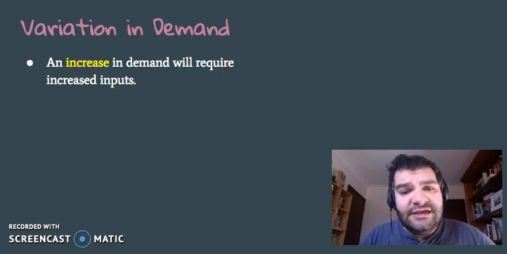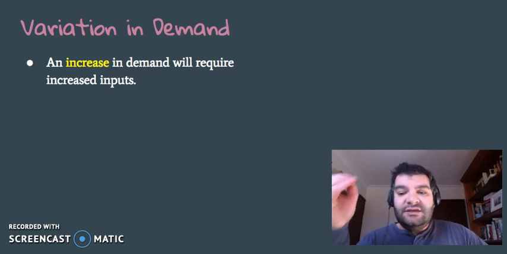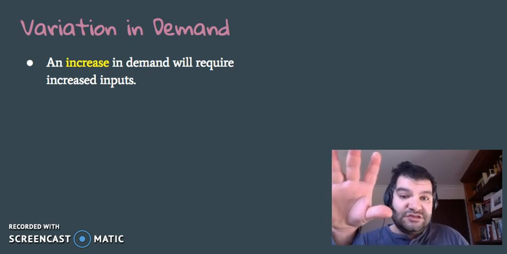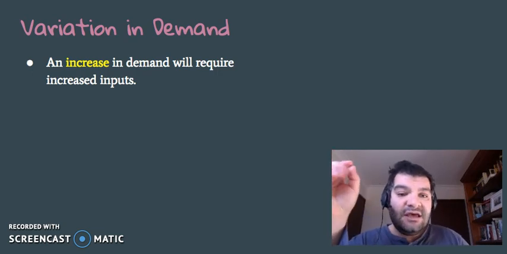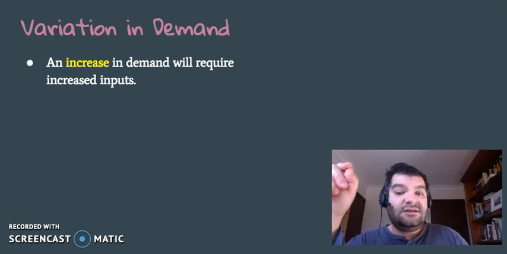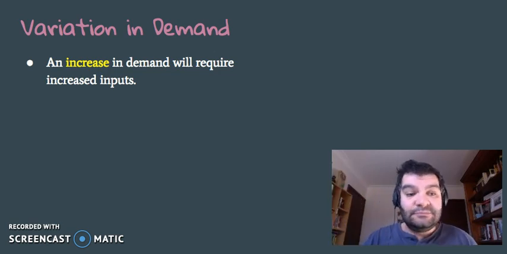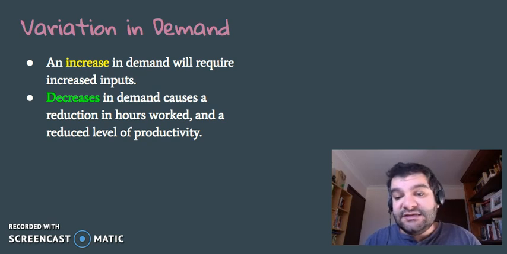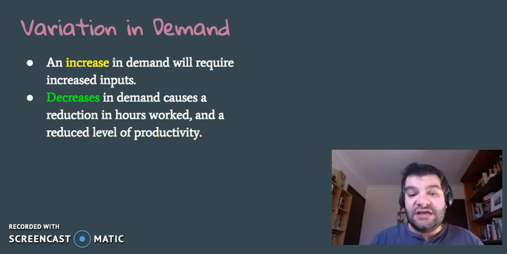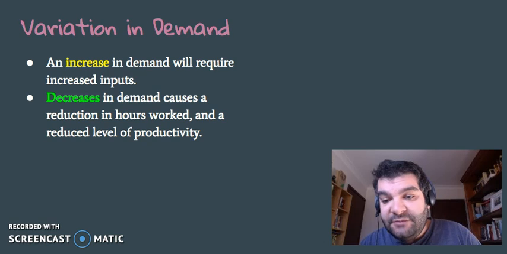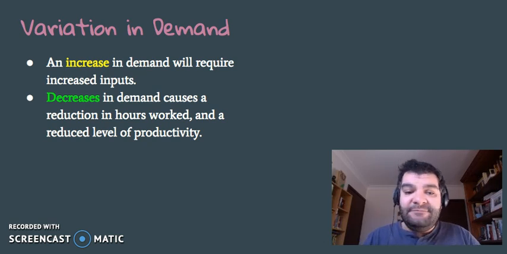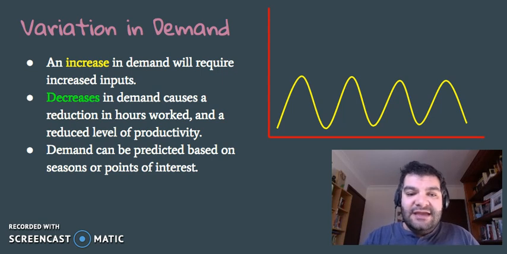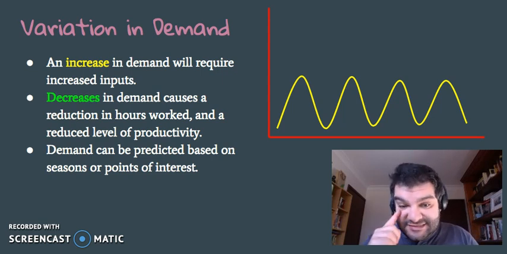The third V is variation in demand. Now, we've looked at this in terms of volume as well. However, with variation in demand, when there's an increase in demand, it will, of course, require increased inputs. And whilst the decrease in demand is going to cause a reduction in the hours worked by people because they're not required, and there's reduced productivity.